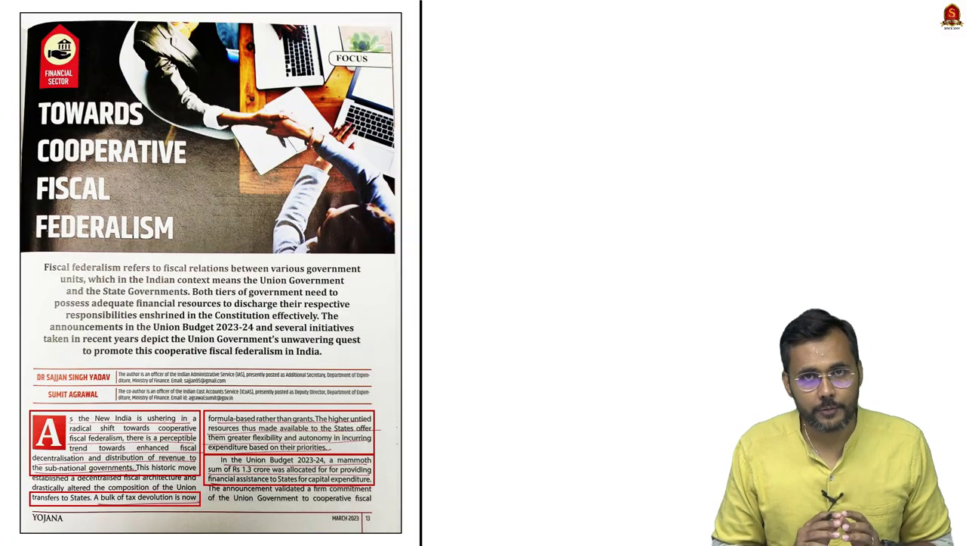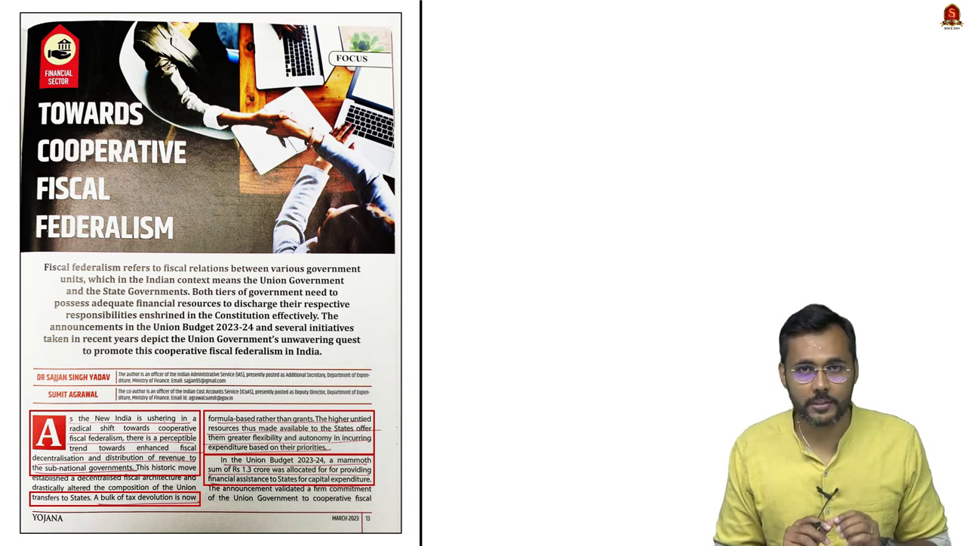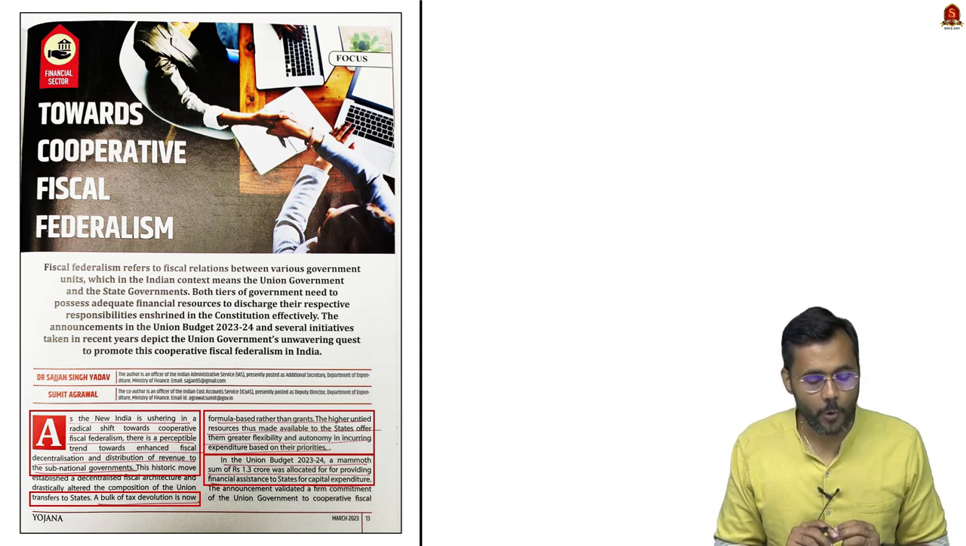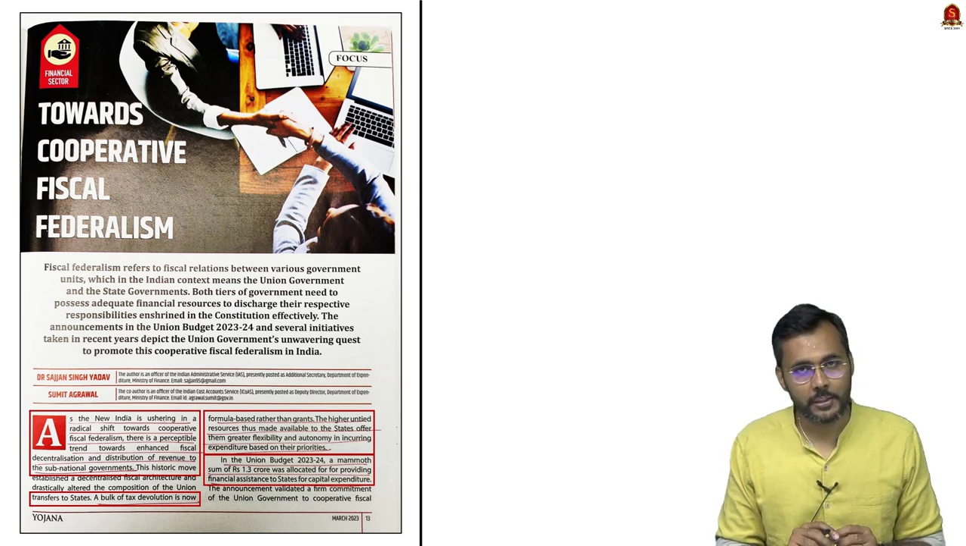First, you need to understand the term federation. The very basic idea of federation is, at the political level, the sharing of powers between different units in the government. If you take India as an example, federal units consist of the union government and the state governments. In that, we have this term called cooperative fiscal federalism. We'll see what this cooperative fiscal federalism is.